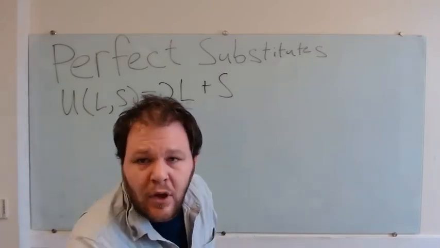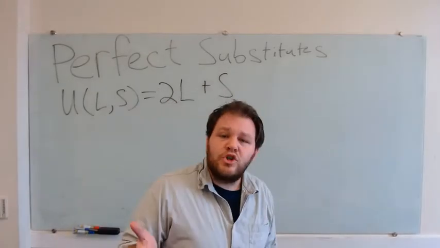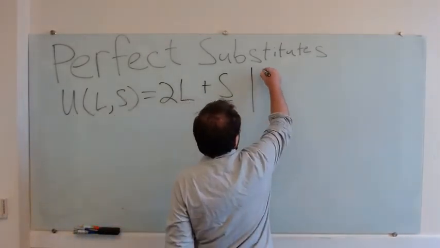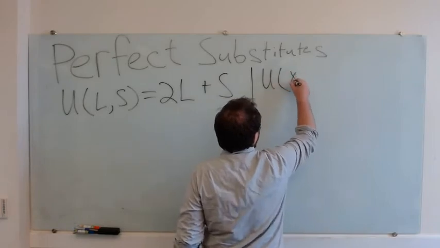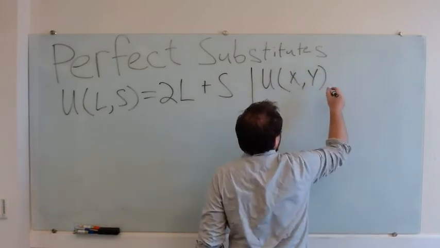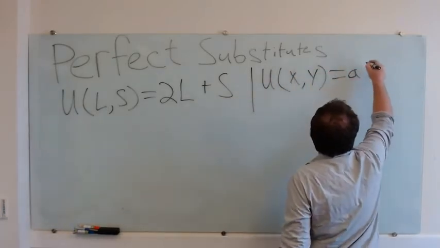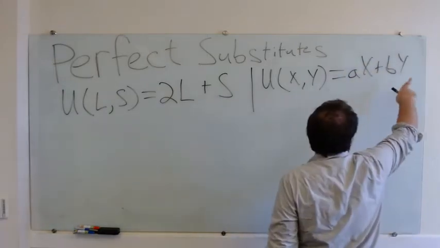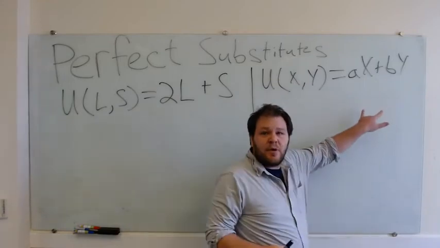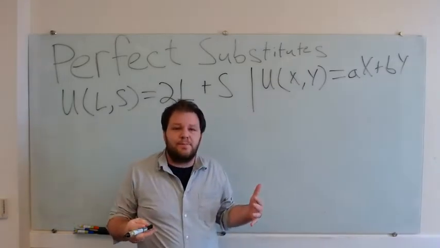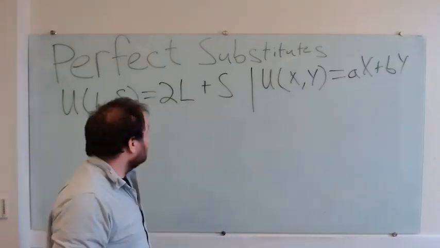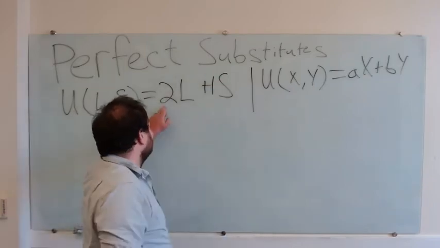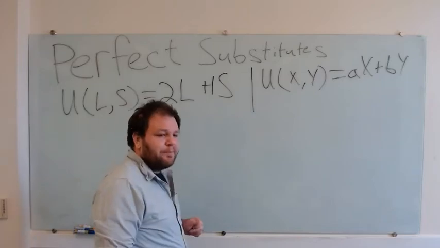Okay. And more generally, if we wanted to consider any two types of goods, we might say that U of X and Y is going to equal some number A times X plus some number B times Y. Anytime that we can write our preferences in this form, we have perfect substitutes. Okay, cool. So what does this look like? Let's look at this example just to make things concrete. So in this case, we have obviously A is 2 and B is 1.